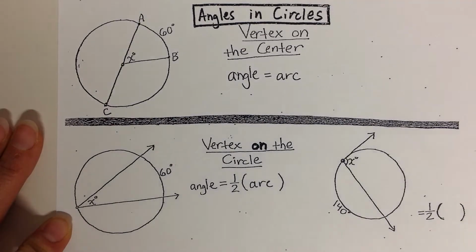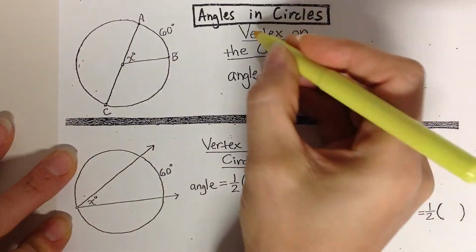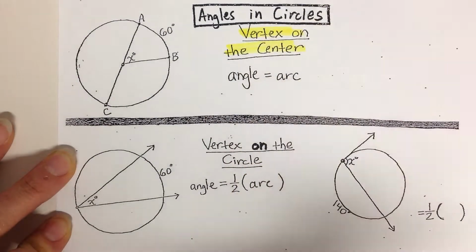Alright, we're going to talk about finding angles in circles. So, this is all going to depend on where the vertex is. Okay, so the first one, the easiest one, is when it's on the center.